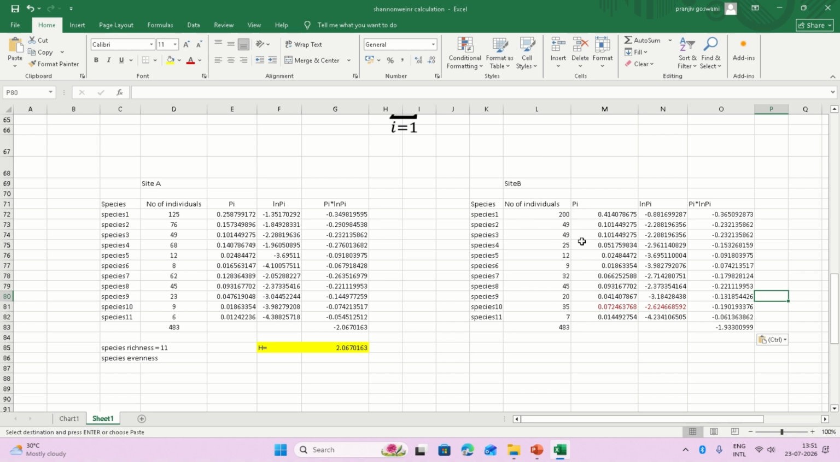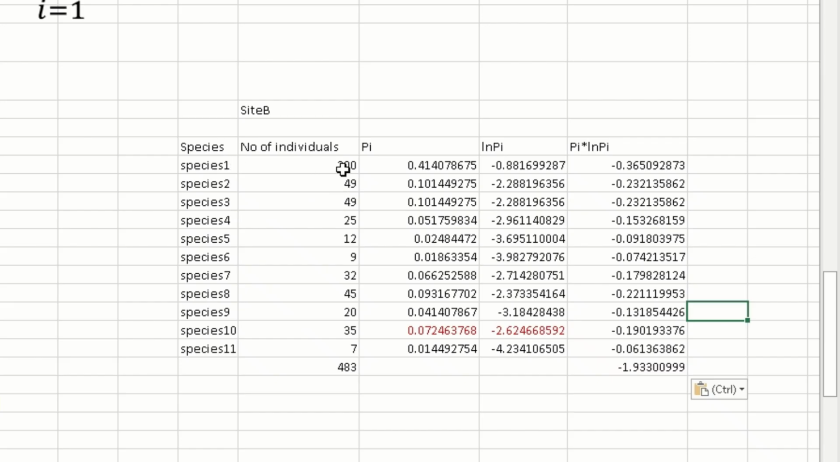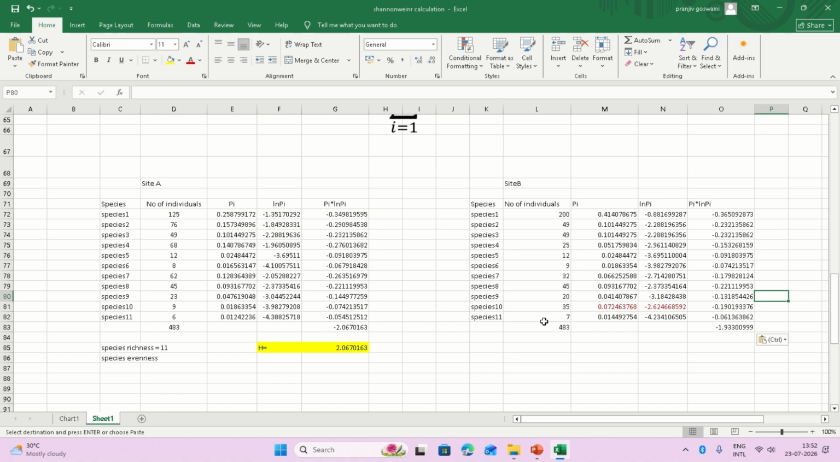In site B, in this locality, the numbers of individuals per species are different, but there is the same number of species. That means the species richness is the same, that is 11, and the species evenness is different because the numbers of individuals per species are different, but the total number is the same. It is 483 and 483. So let us again find the index.